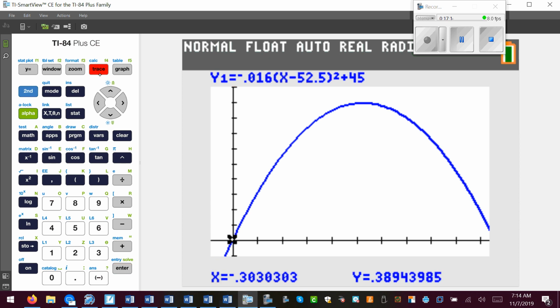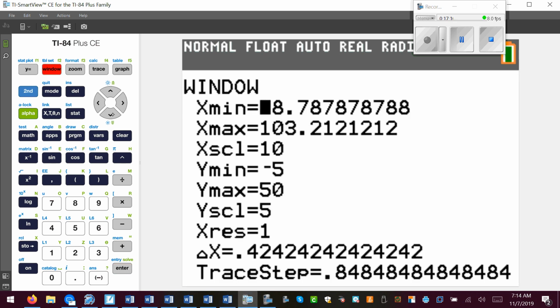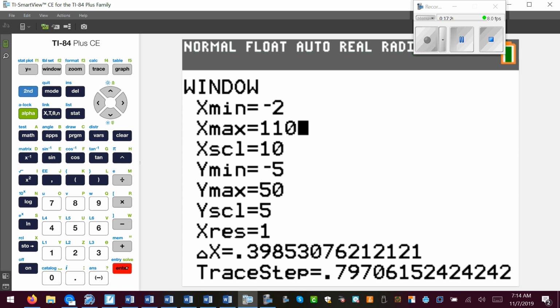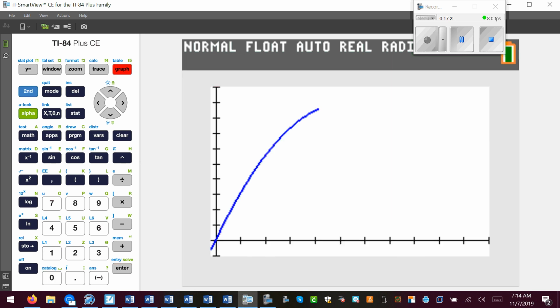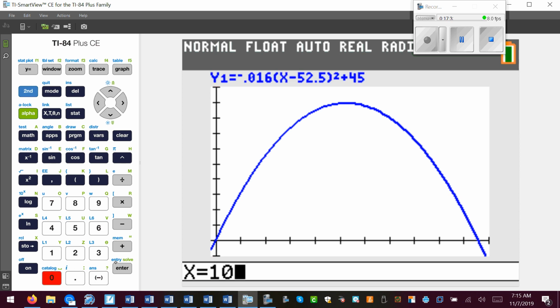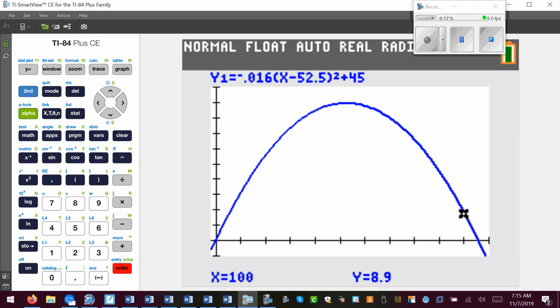I'm going to try and jump over, ooh, our window moved, hold on. Let's go put that back. You can probably scroll over pretty quickly on your calculator using the left and right arrows. You saw in the problem before, mine takes a while. So I'm going to hit trace and type in 100. Make my cursor jump over closer to that other x-intercept on the right.